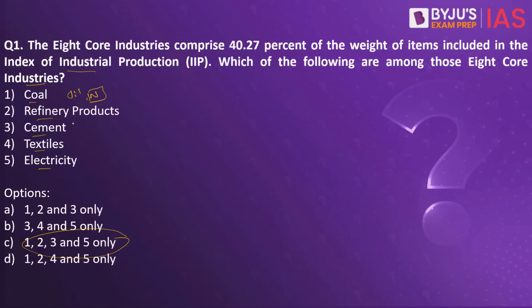Is textile part of the core industries? No, since textiles is not part of the core industry. The answer to this would be 1, 2, 3 and 5 only. So remember, what we have is 8 core industries.